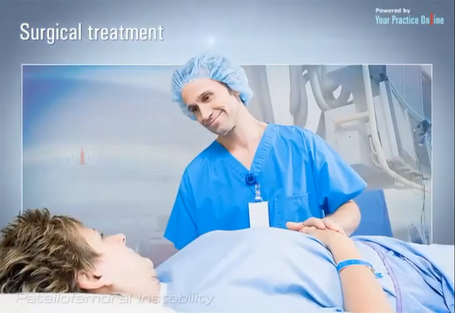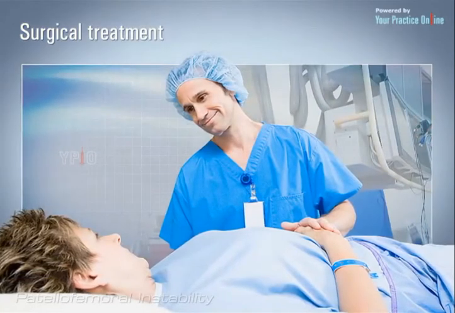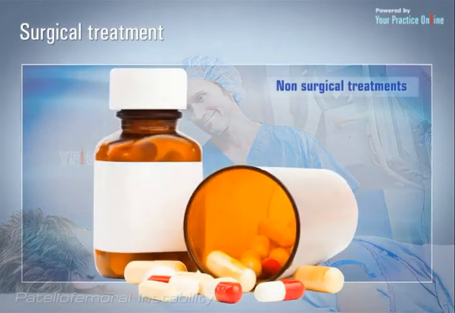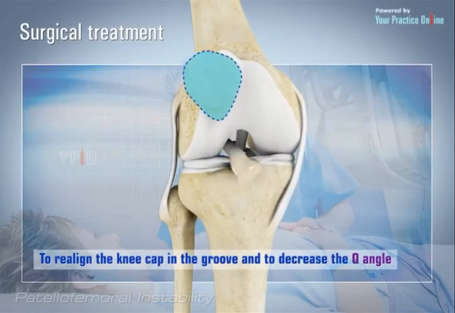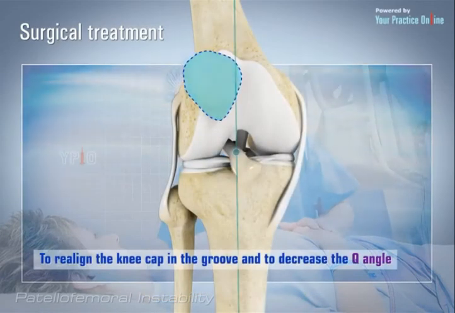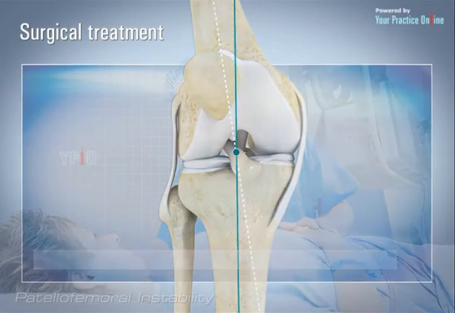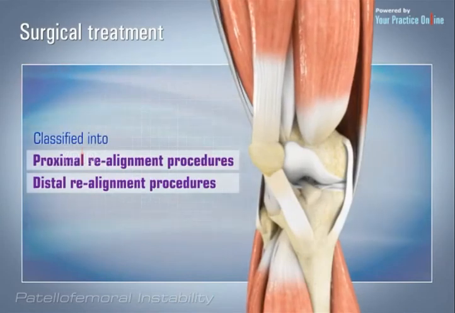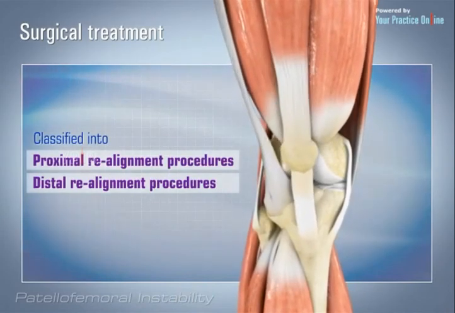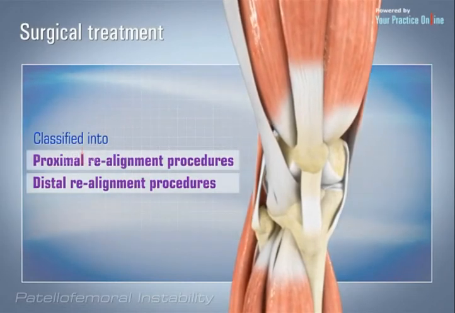Surgical treatment: surgery is sometimes needed to help return the patella to a normal tracking path when other non-surgical treatments have failed. The aim of the surgery is to realign the kneecap in the groove and to decrease the Q angle. Patellar realignment surgery is broadly classified into proximal realignment procedures and distal realignment procedures.